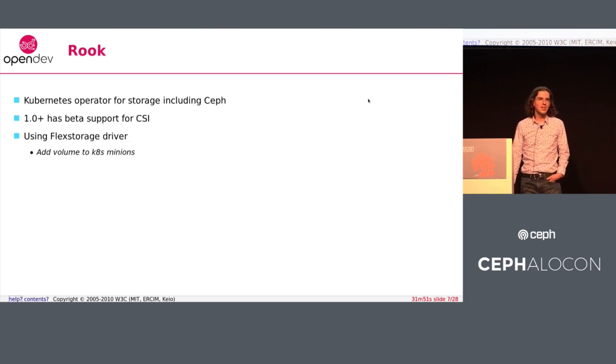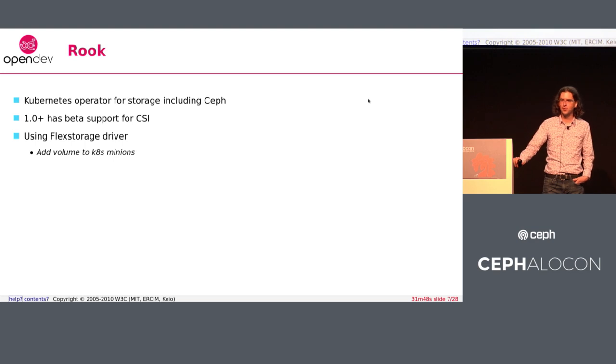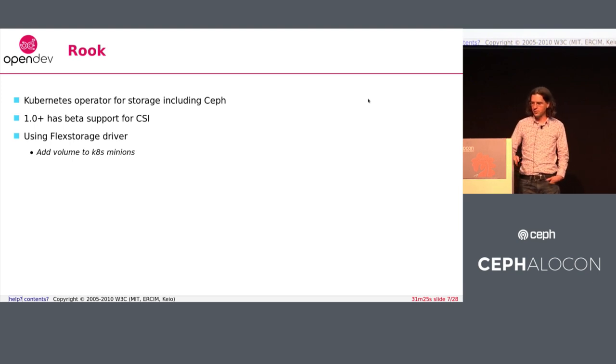So Rook. Rook is an operator for Ceph, for Kubernetes. Well, I say it's for Ceph, but it's for many other things as well. And actually, there are several talks here at CephaloCon about other backends, other things that Rook can do other than Ceph. But it was originally created for Ceph, and that's what we're going to use it for. The 1.0 version has beta support for the container storage interface, which is going to change a lot of this. But we're targeting the flex volume driver, sorry, the flex storage driver for Kubernetes, which is a little more battle-tested, and it works in the slightly older version of Kubernetes that we're using.